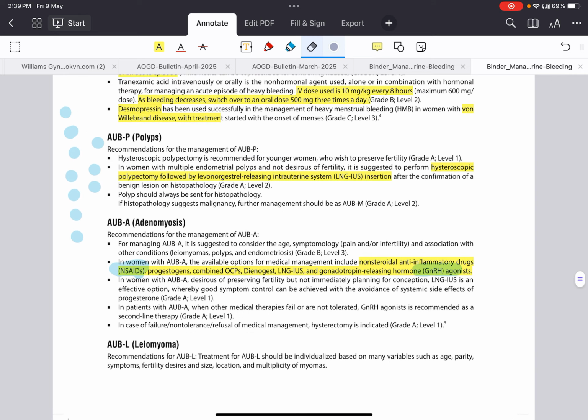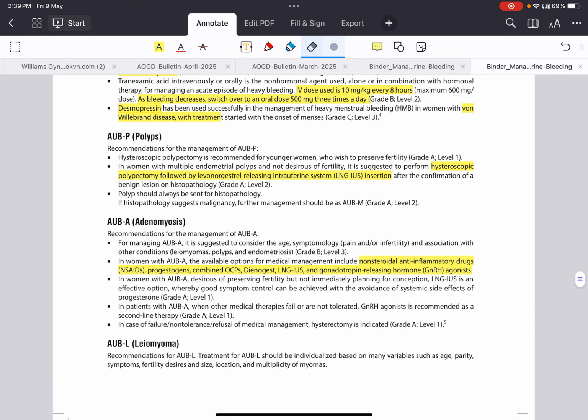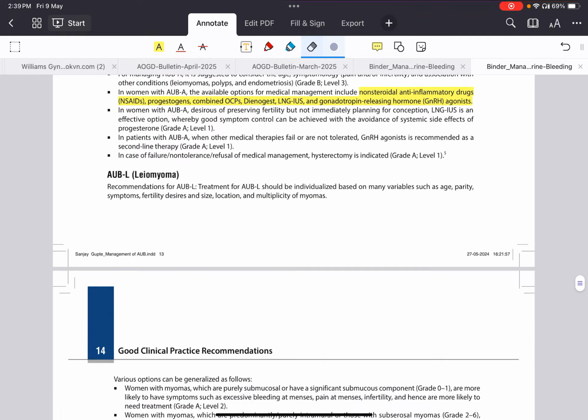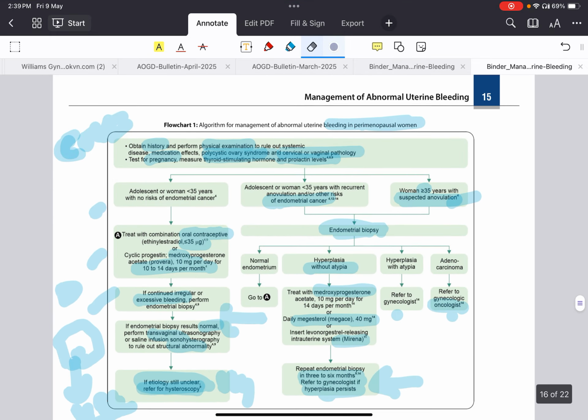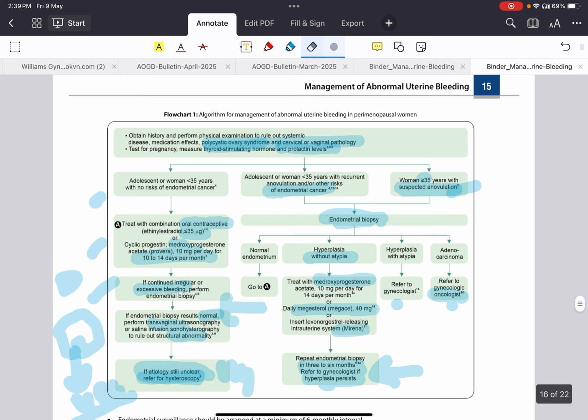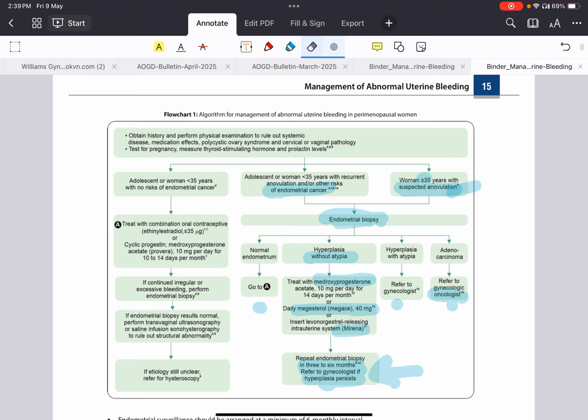Then, if she has adenomyosis, you can go for NSAIDs and other COCPs, dienogest and GnRH agonists. If she's a premenopausal woman, you'll take history, physical examination, look for PCOS, cervical vaginal pathology, and you'll do tests: pregnancy test, TSH and prolactin. You'll give a hormonal pill, 35 micrograms, or medroxyprogesterone. If the bleeding is controlled, then you'll go for endometrial biopsy. If the biopsy is normal, then you go for transvaginal ultrasound. If ultrasound has shown no pathology, then you go for hysteroscopy.